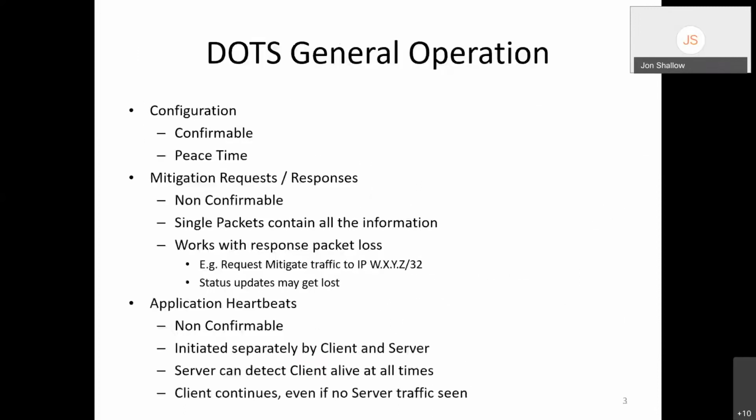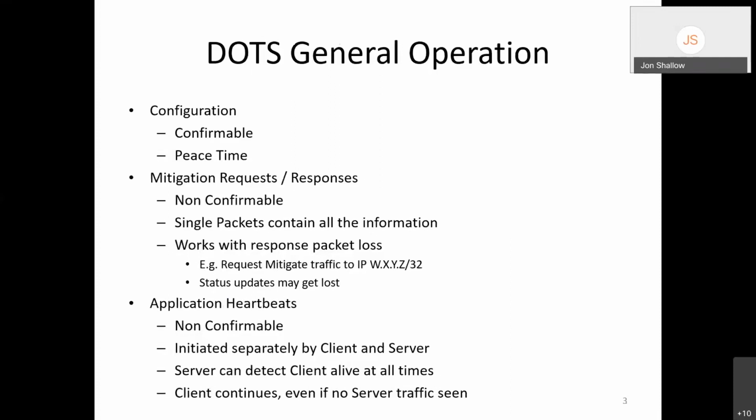So the general operation for DOTS is that for configuration, we actually use confirmable CoAP, and this is done in peacetime when there are no attacks taking place. But for the actual mitigations and responses, everything has to be non-confirmable, as I mentioned before. And we have found that in the general case a single packet contains all the necessary information. So a mitigation request can be in the packet, or some sort of status update coming back from the service can be in a single packet. And we have done testing and found that this works fine with packet losses. It just is that the client may not see some of the information getting back.